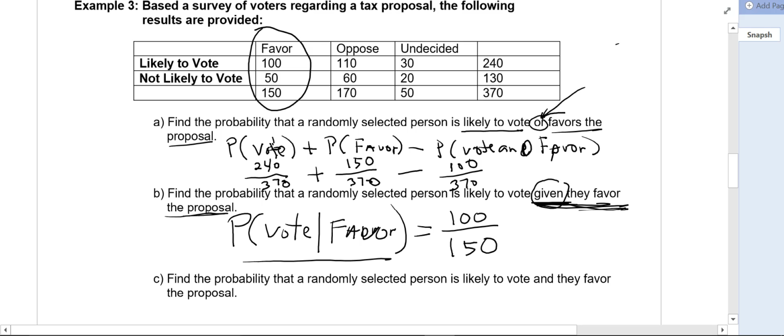They favor the proposal. The number of people that are likely to vote in this world is 100. The number of people in this world is 150. The next problem.